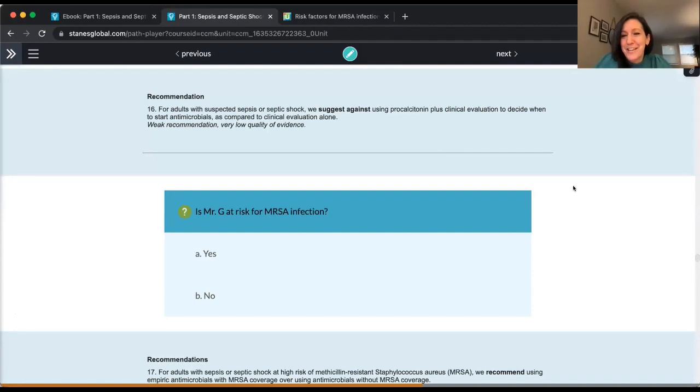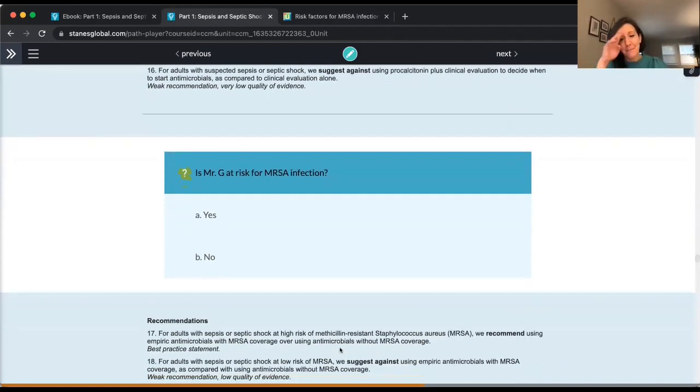Would you change your answer? He's not at risk. He didn't meet any of those criteria for MRSA. This is very important because when we have patients with MRSA, the most commonly used antibiotic that we start for that is vancomycin. And vancomycin can have untoward effects on the kidneys. So if you don't meet the criteria for MRSA infection, you don't have to get extra antibiotic coverage for that.